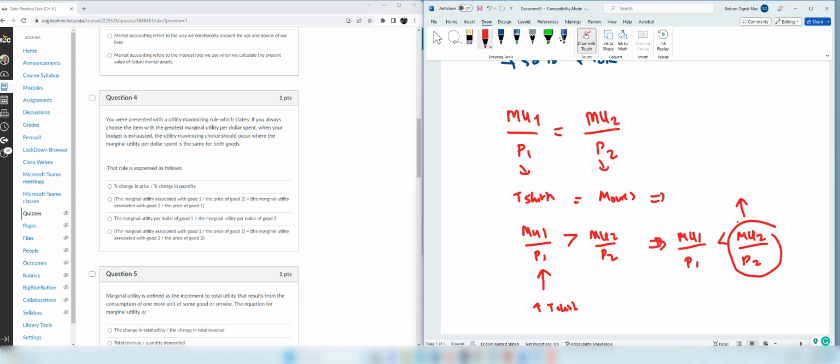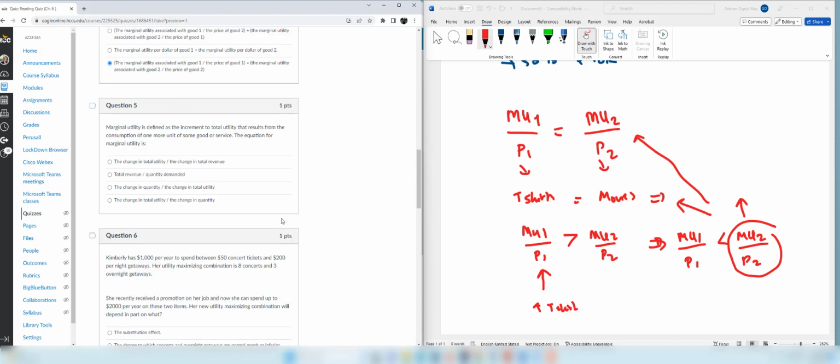Therefore, the number of movies should be increased in the bundle. We have the maximum utility when the marginal utility per dollar for any number of goods in the bundle are equal to each other. So the right answer is the last option: the marginal utility associated with good 1 divided by the price of good 1 is equal to the marginal utility associated with good 2 divided by the price of good 2.